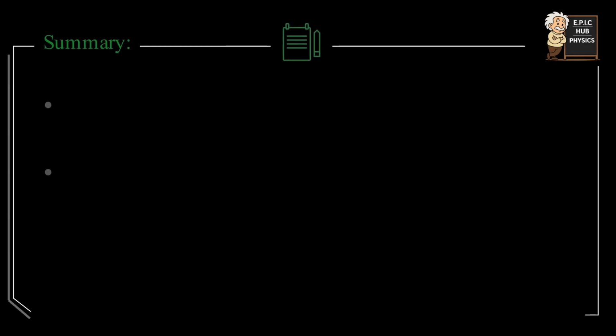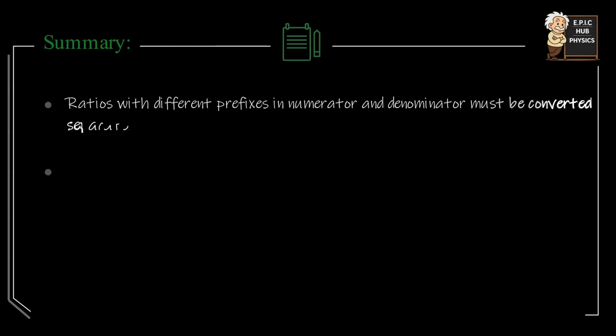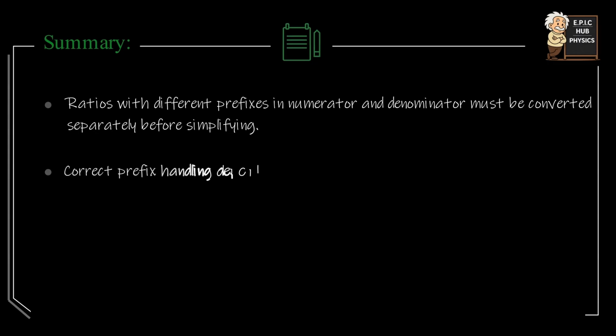A quick summary. Ratios with different prefixes in numerator and denominator must be converted separately before simplifying. Correct prefix handling depends on knowing each prefix's exact power of 10.